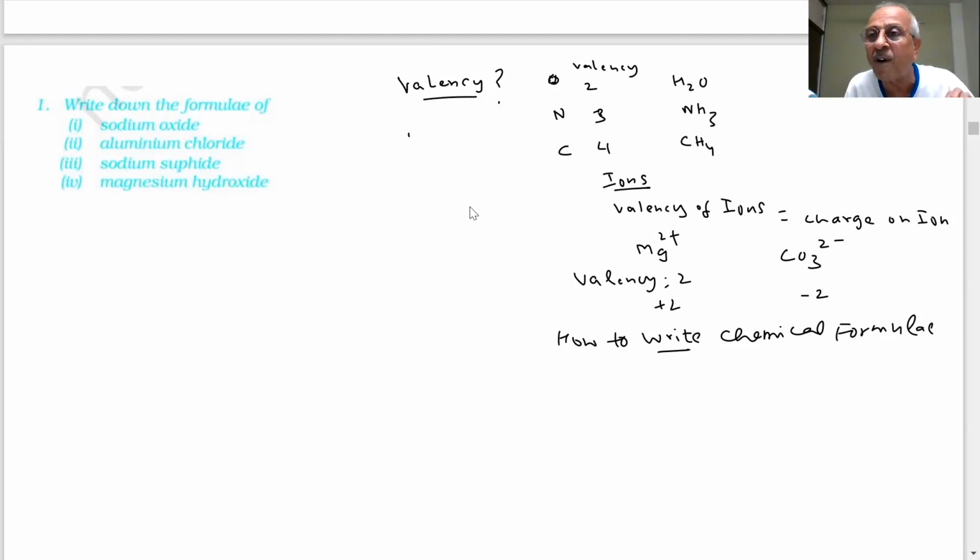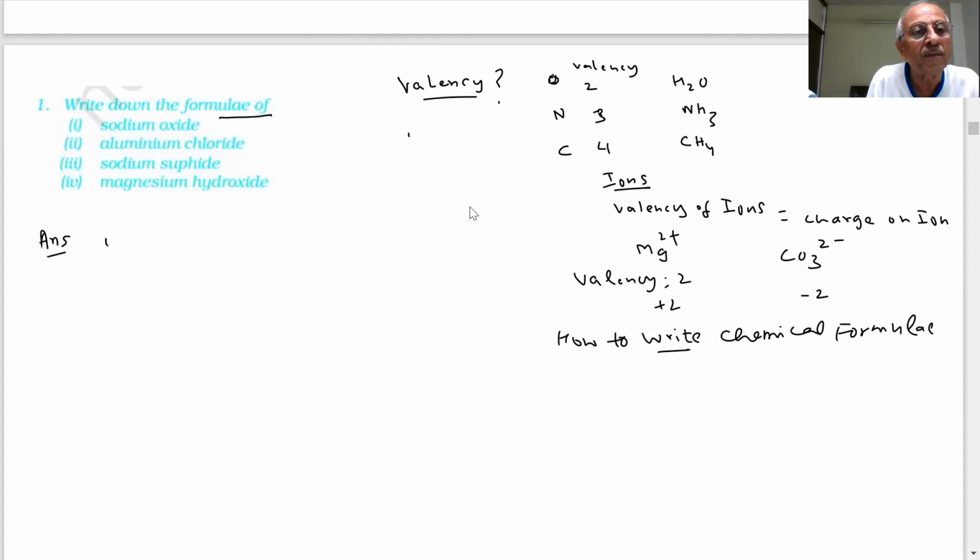Everything we write in terms of formula. And for formula, there is a set system of writing it, and the tricks which we have shown already. Very simple. Now here are some questions, students, based on that, which we are going to solve, and then we proceed further. The important question is: write down the formula of sodium oxide.